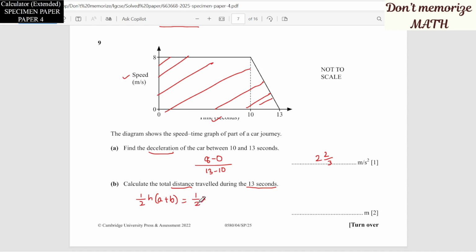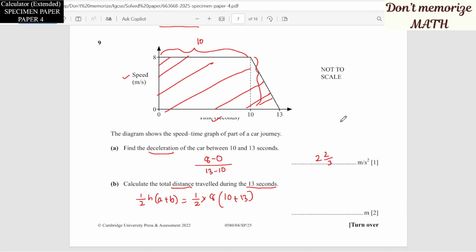So half times the height of the trapezium. From here to here the distance is 0 to 8, that is 8, in bracket a plus b. A and b are the parallel sides, so this distance we have from 0 to 10, so this is 10, and this distance is 13. So 10 plus 13, or 13 plus 10 is also fine. Keep in mind in a trapezium a and b are parallel sides. These two are the parallel sides of this trapezium.